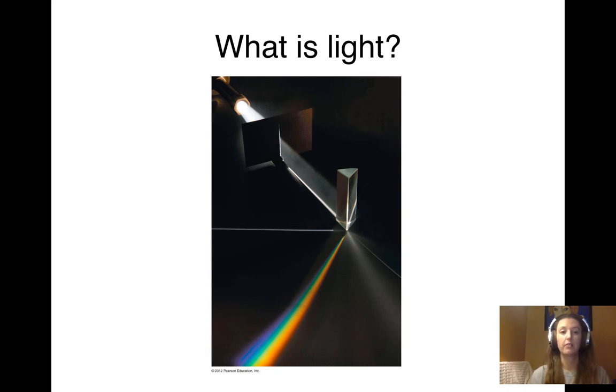We have a flashlight shining through a very narrow slit that is then hitting a prism, and we can see that the light that comes out of the prism has been spread out into the rainbow from red through purple. When we do this, we're spreading the light out in terms of its wavelength.